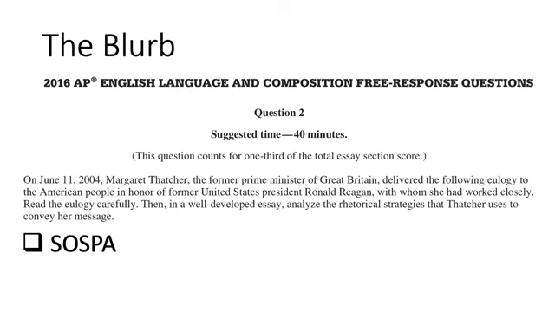So the blurb, really quickly. It says, on June 11th, 2004, Margaret Thatcher, the former Prime Minister of Great Britain, delivered the following eulogy to the American people in honor of former United States President Ronald Reagan, with whom she had worked closely. Read the eulogy carefully, then in a well-developed essay, analyze the rhetorical strategies that Thatcher uses to convey her message.